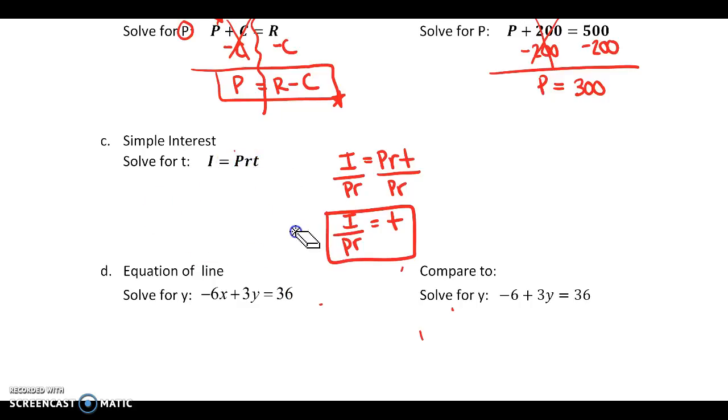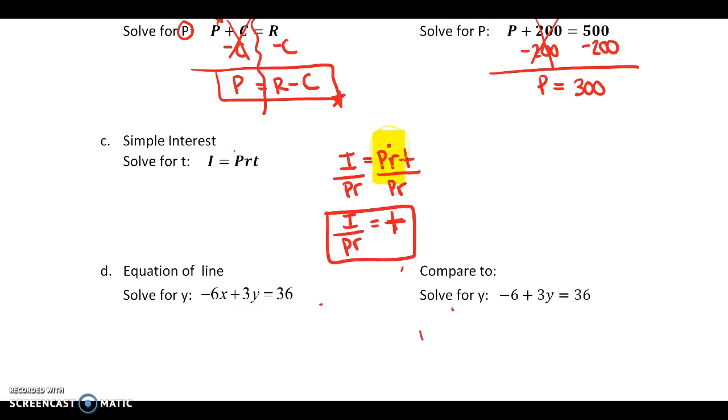And if you take a look to the right here. So this is P times R times T, which means they're all being multiplied. And the only thing I want to be left on the right side here is the T, which means I need to get rid of both the P and the R. The P and the R are both multiplying with the T, and to undo both of those, I need to divide by both of those.